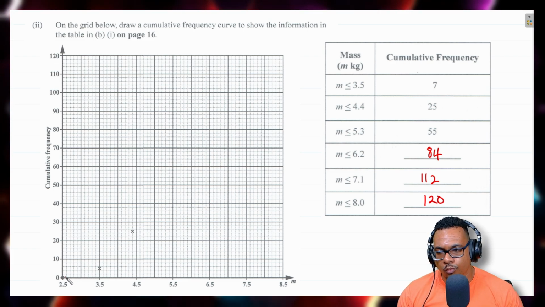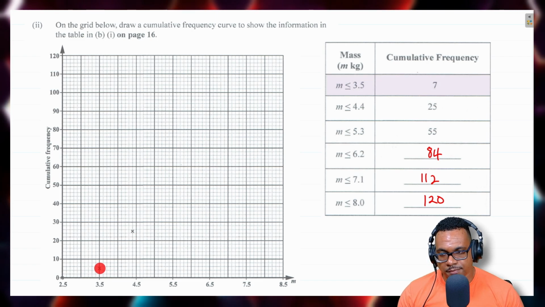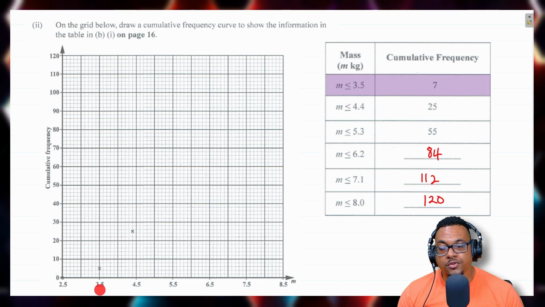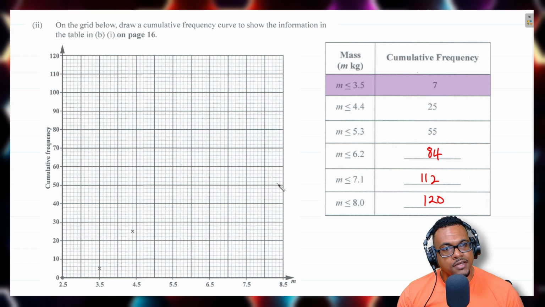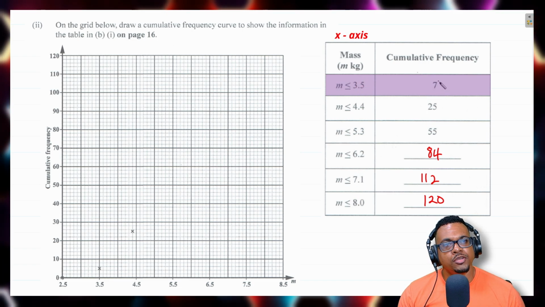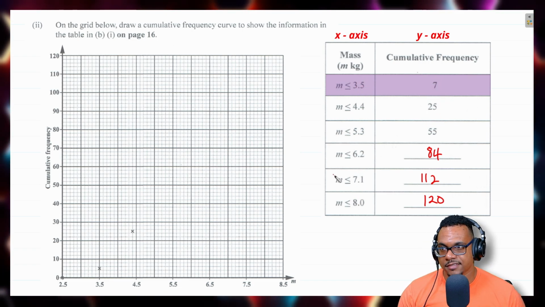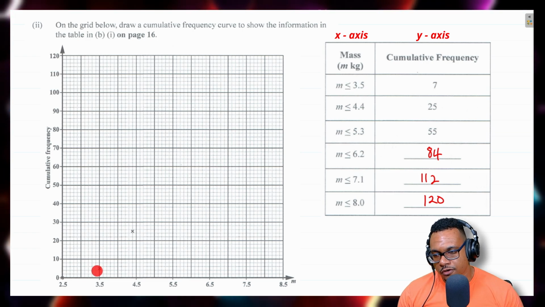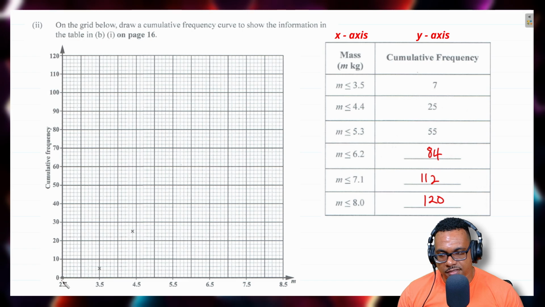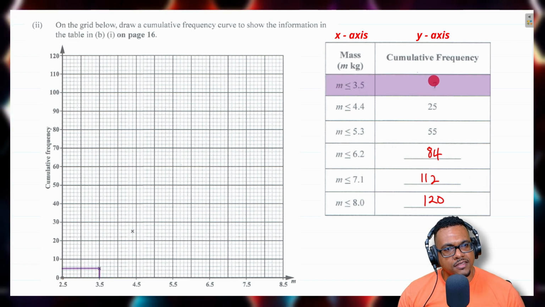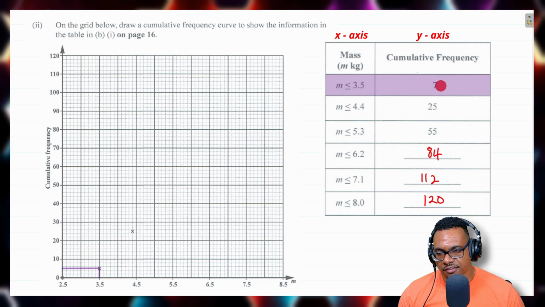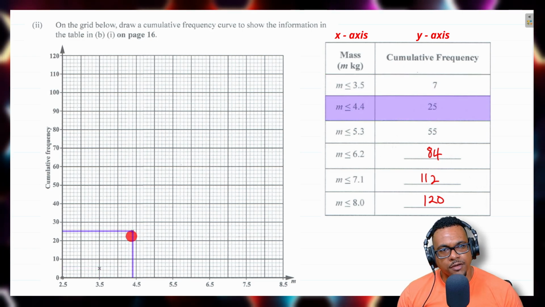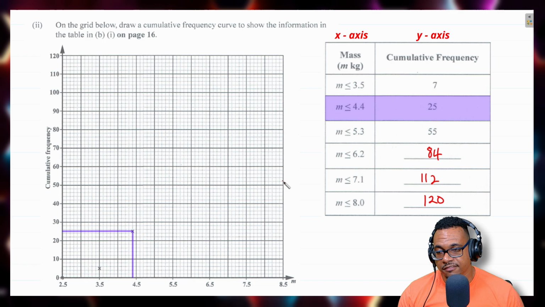Now notice they have 3 points plotted for us. Notice this point here is plotted on 3.5. Therefore, we are using the upper class limits on the x-axis with the cumulative frequency on the y-axis. Now, notice you're not seeing the information for when the mass is 0, but to close off the cumulative frequency curve, they plotted 0 with 2.5. So we have this point here, which is this information here, 3.5 with 7. We have this point plotted here, which should be 4.4 with 25.